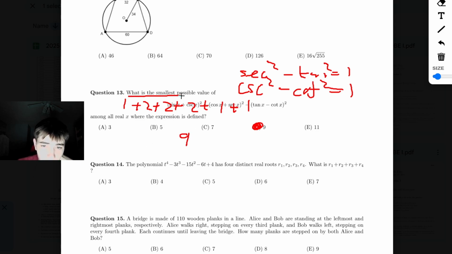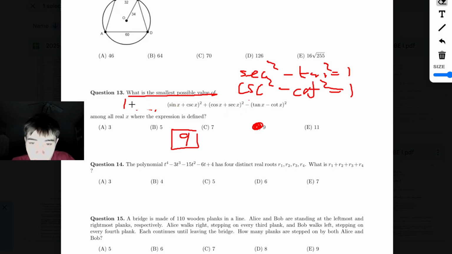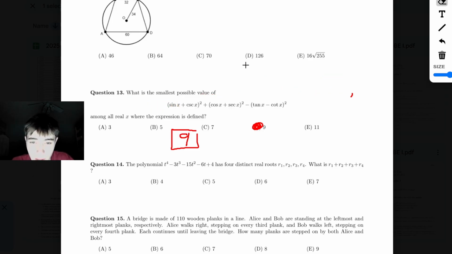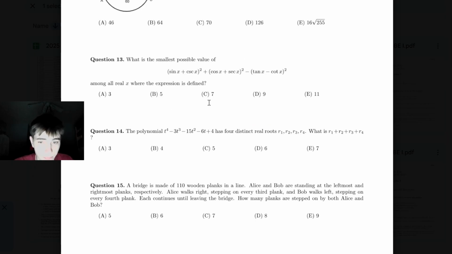So it's asking what is the smallest possible value. This is actually the only value that this can take on where the expression is defined. So it's either 9 or it's not defined, so it has to be the smallest possible value too. So that one is done.